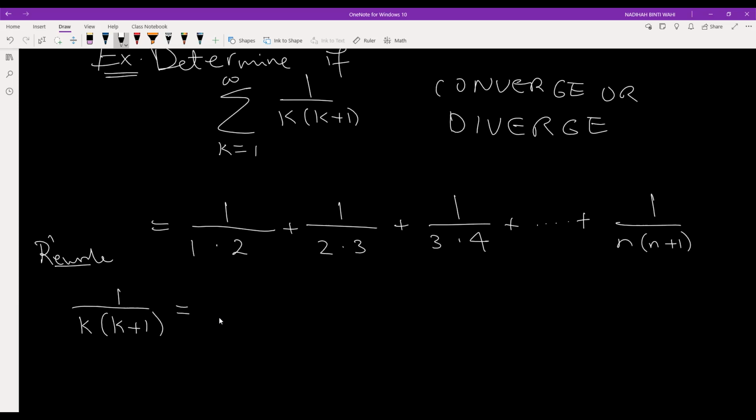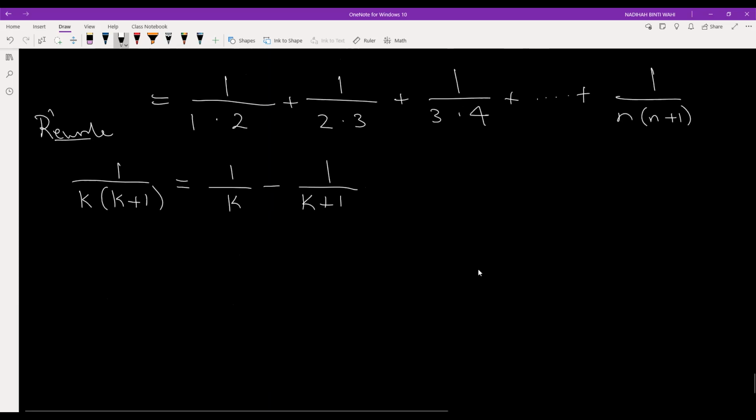So I want to write in terms of partial fractions, because I don't like having multiplication here. So I can do something like this, 1 over k minus 1 over k plus 1. Okay, I think you are already good at partial fractions from when you did integration. So you can just do something like that.